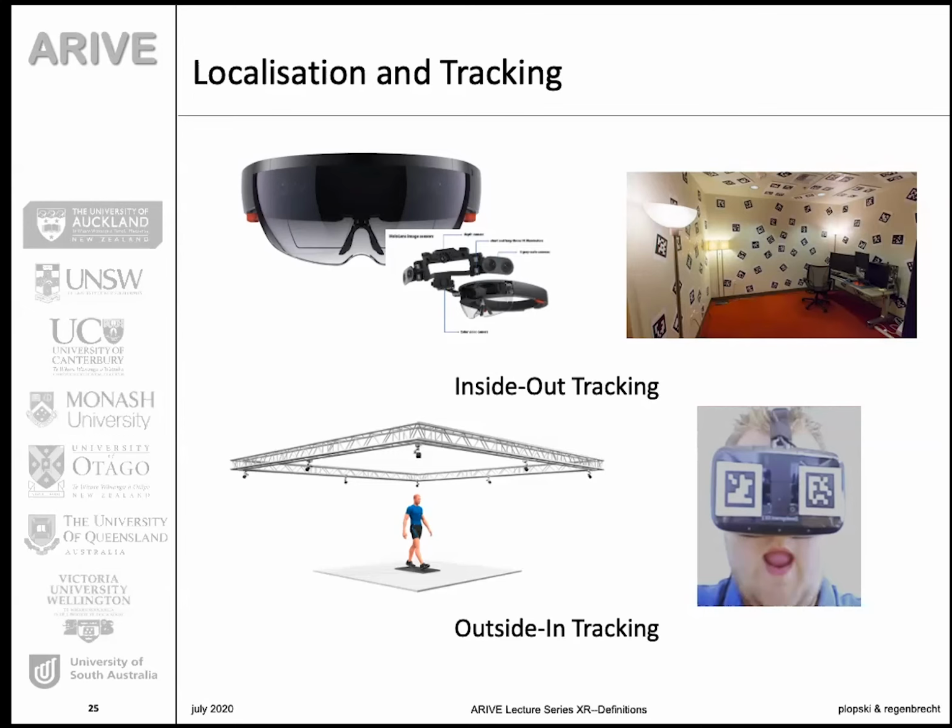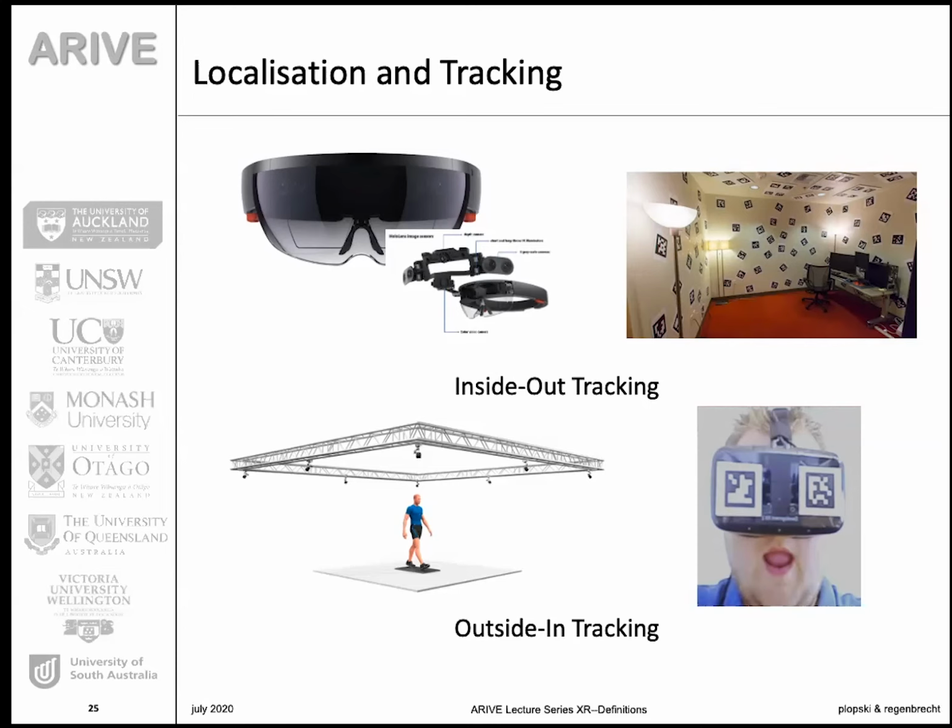Outside-in tracking is the inverse. We have some sensors in the environment looking at the user. These can be, for example, cameras, or these could be Wi-Fi routers that are detecting the location of the connected devices, or some other Bluetooth chips, again, that are detecting the devices that are connecting to them.